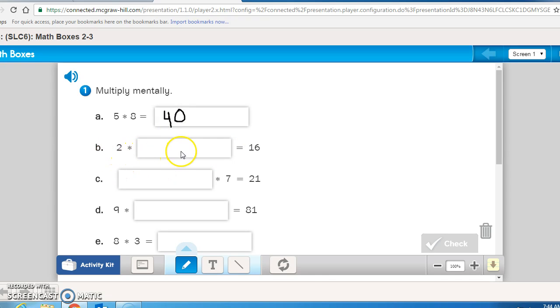So 2 times what equals 16? 8. What times 7 equals 21? 7 times 1 is 7. 7 times 2 is 14. 7 times 3. So 3 times 7 is 21. 9 times what equals 81? 9 times 9. And 8 times 3 equals what? 24.